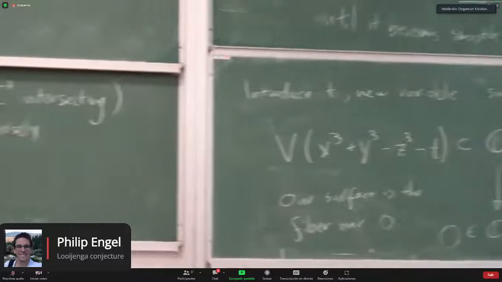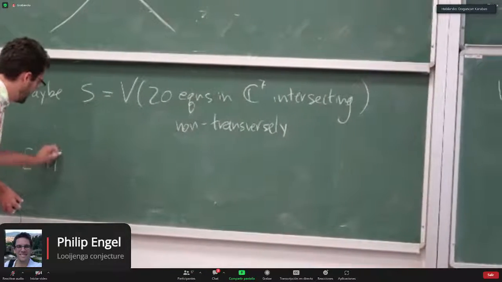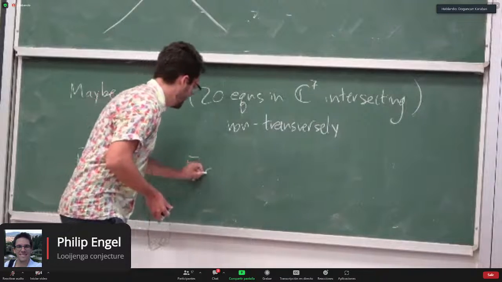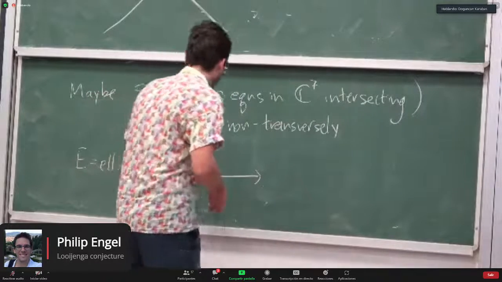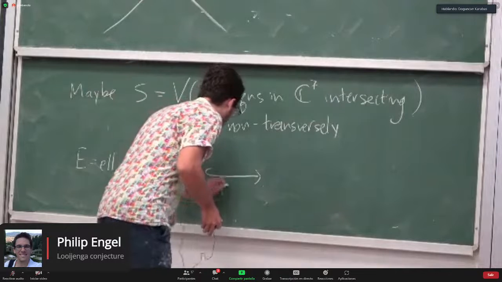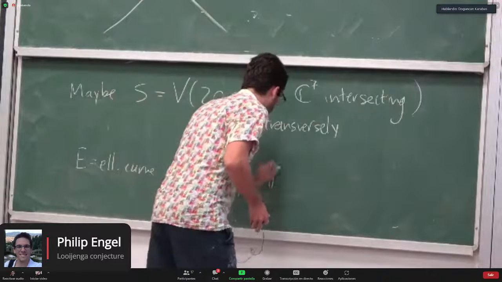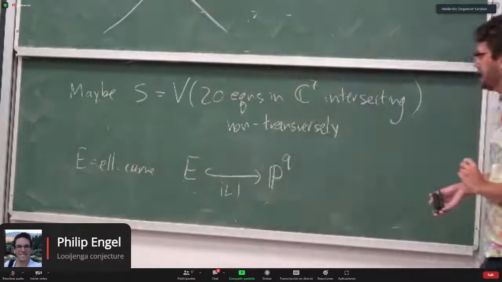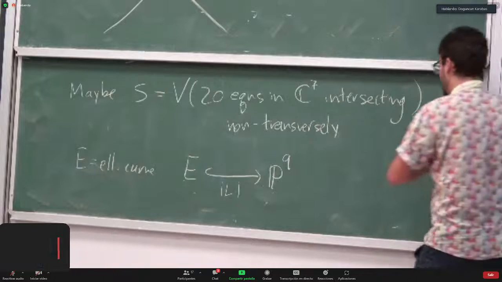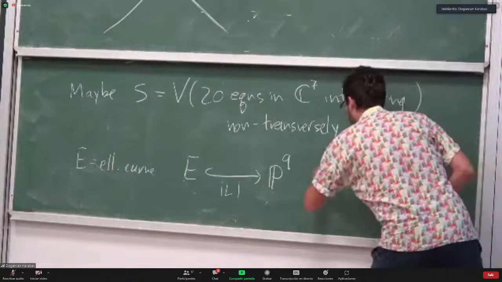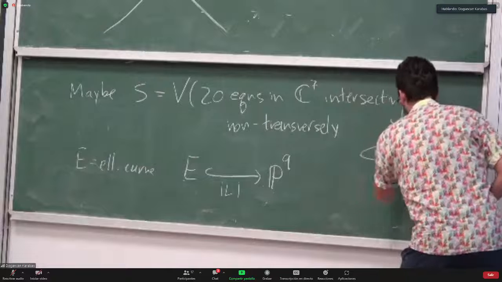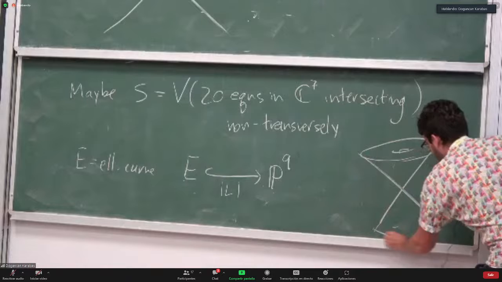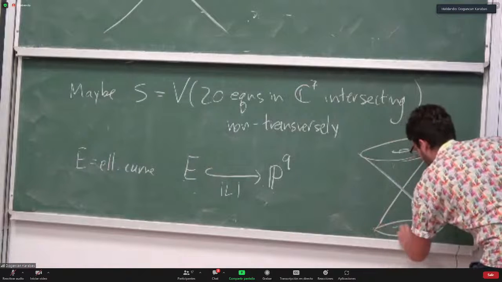An example would be if we let E be an elliptic curve, and we embed E by a line bundle of degree at least 10. So essentially we embed E into projective space of dimension 9, and then we take the cone over this. So we have this elliptic curve, and we take the cone over it inside of C10. This singularity will actually not be smoothable.